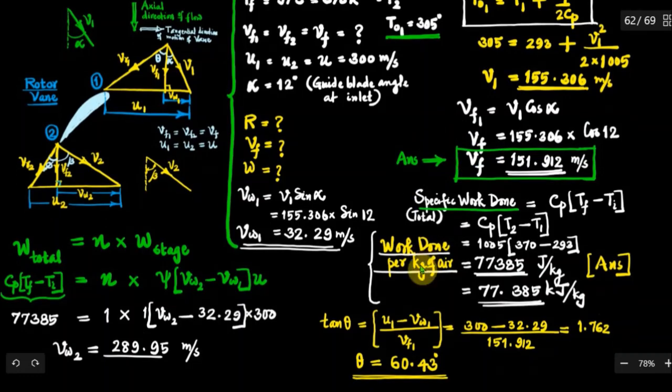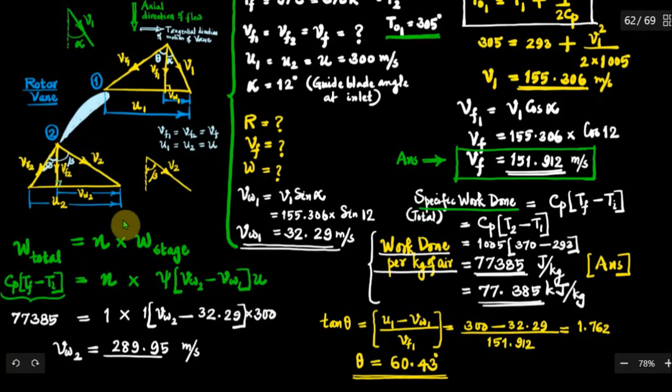But remember, even if there are many stages, the total work done will be found out by this expression, Cp into Tf minus Ti per unit mass of air of all stages together. But it's a specific case in this. Here we have the number of stages, we have to assume that it is 1. In order to take the problem forward, that is essential now, because W total, as you know, is number of stages into work done in a stage.